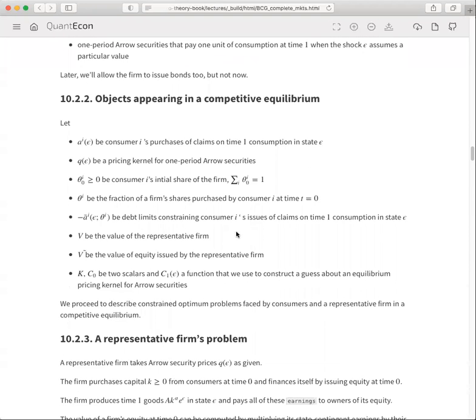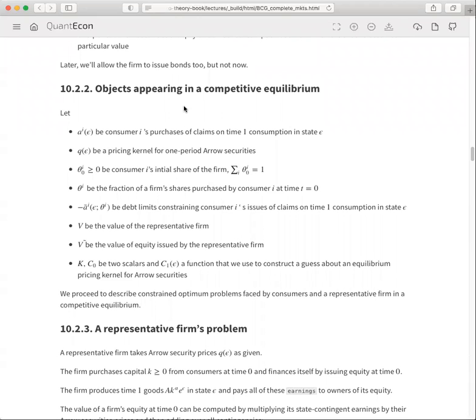Okay, so now we're going to talk about a list of objects that appear in a competitive equilibrium. Okay, so a_i of epsilon, those are going to be consumers' purchases of Arrow securities. I'm going to let Q of epsilon be a pricing kernel for 1-period Arrow securities.